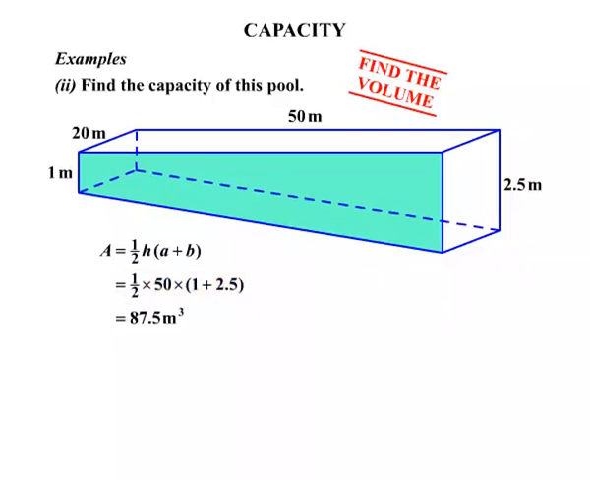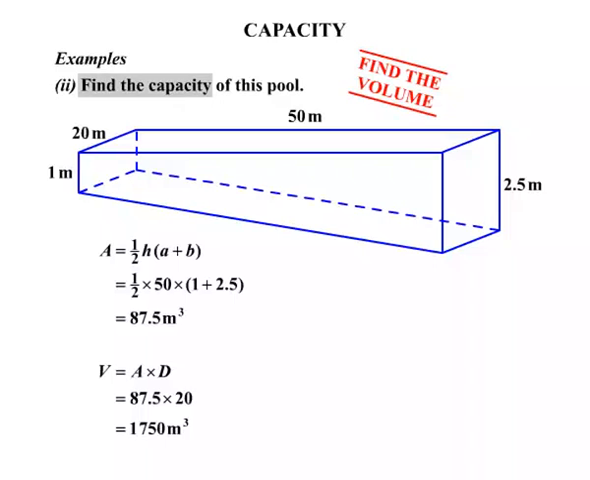We found the area. Need to find the volume by multiplying that area by the depth. Okay, in other words, there the area is 87.5, multiplying by the depth, which is how far that shape has gone through the solid. Alright, that went a distance of 20 metres. So we multiply by that 20. And when we calculate that, we come up with 1,750 cubic metres.